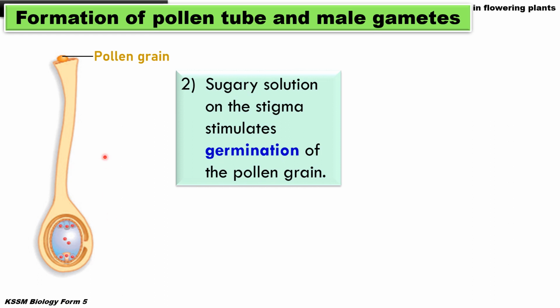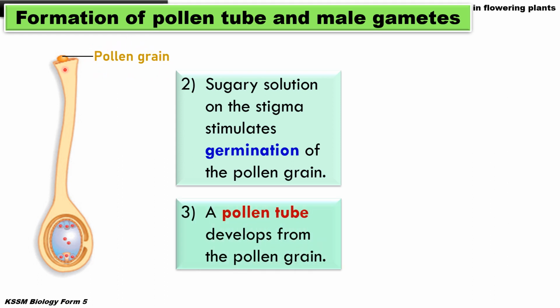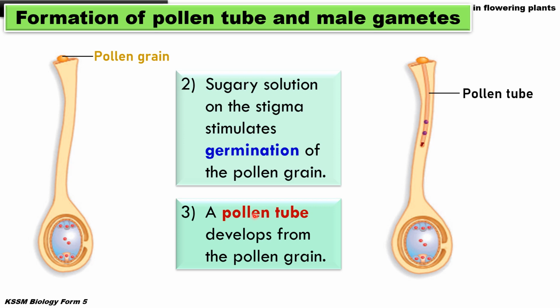So, on the stigma, there is a sugary solution. So, this sugary solution will stimulate the pollen grain to germinate. So, now, the pollen grain is ready to germinate. What happened? It will develop a pollen tube. So, this pollen grain will develop the pollen tube.